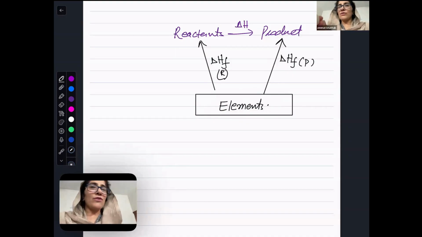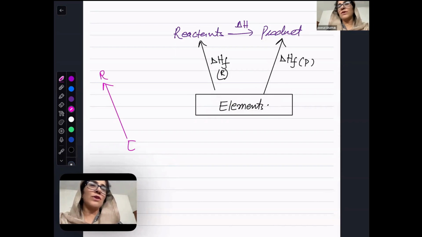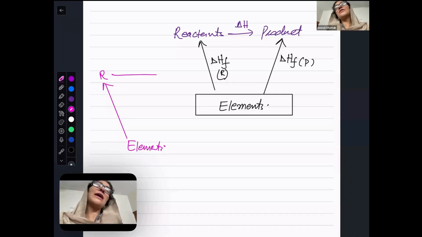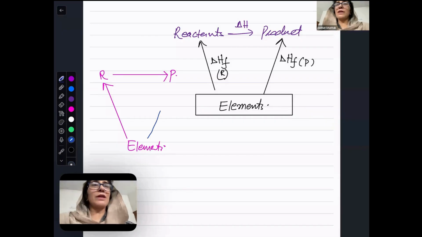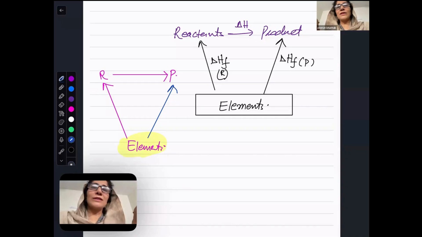If you look at the arrows' direction, it's this way. Elements making reactants, reactant making product, and elements making the product directly. So isn't this two routes? These are elements, the start. Why is this the start point?